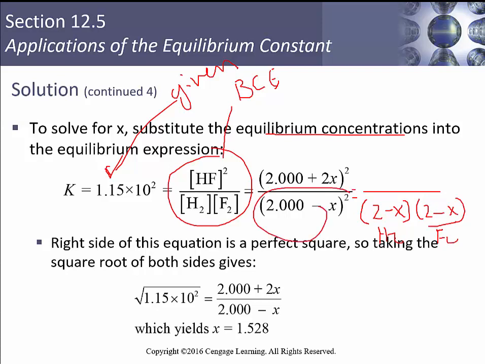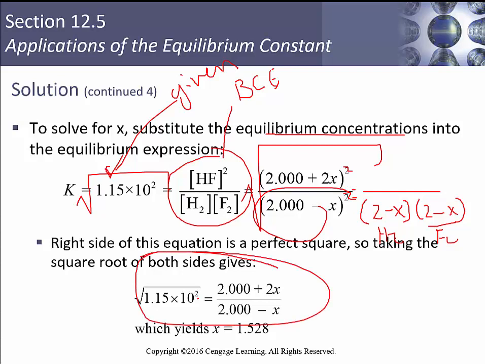The right side of this equation is a perfect square, because we have a squared on the top and a squared over here. So we're going to take the square root of both sides. We get the square root of 1.15 times 10 to the 2 is equal to 2 plus 2x divided by 2 minus x. If you've got a calculator with a solver, it's going to make your life so much easier. This isn't too hard to do. We have to rearrange and solve for x. x is going to have a value of 1.528. But if you can do that using your calculator and not have to do the algebra, it's going to go faster.